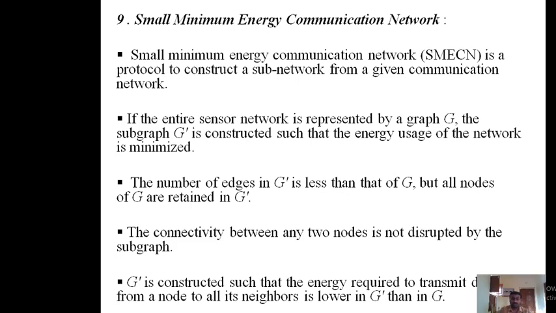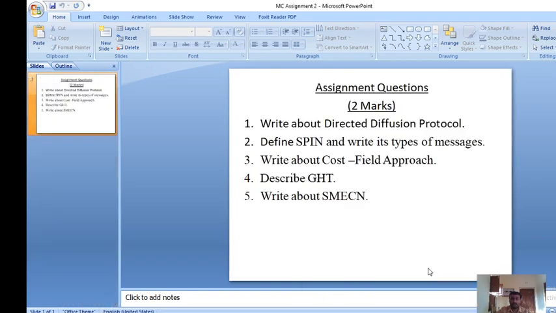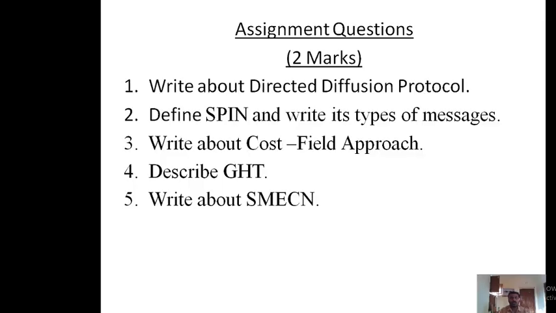Okay. Then based on these 5 protocols or algorithms, I designed some assignment questions. Those assignment questions are 2 marks questions, and 5 questions are given to you. First one, write about directed diffusion protocol. Second one, define SPIN and write its types of messages. Third one, write about the cast field approach. Fourth one, describe GHT. Fifth one, write about SMECN.